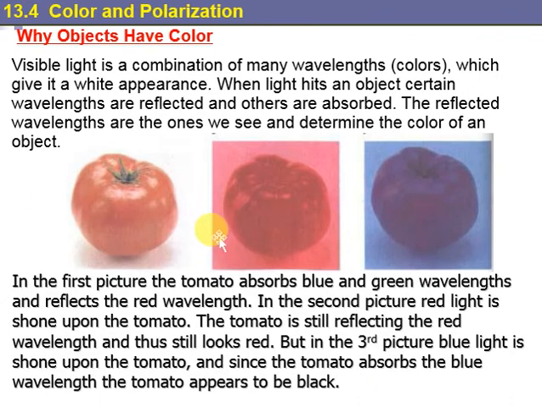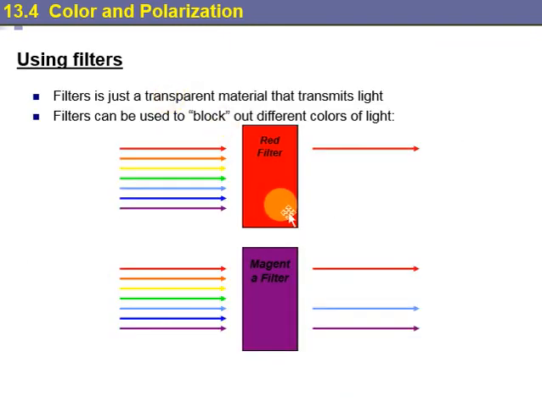So if someone asks herself, how can we get only red light? To get only red light or, for example, only blue light, we need filters. So what is a filter? It's just a transparent material that transmits light. If I want only red light, I use a red filter, a red transparent material. You shine white light on it, and the light that passes through it is only red. Then you use the red in your experiments.